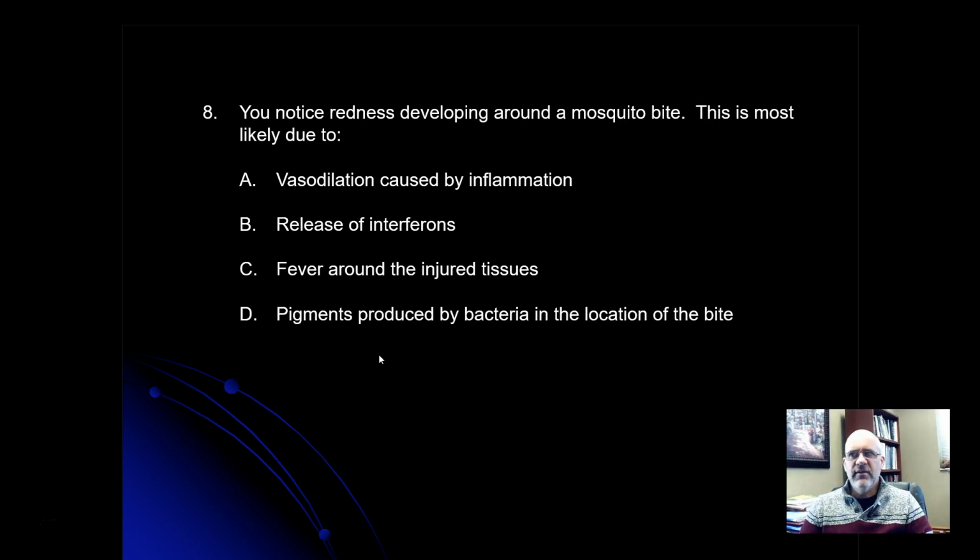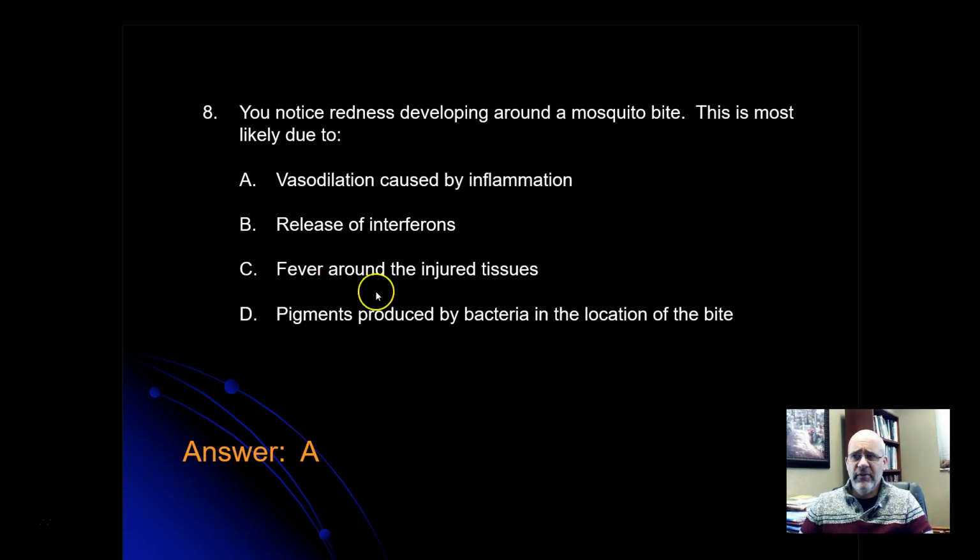Number 8, you notice redness developing around a mosquito bite. What is causing the redness? We talked about this in class. When you see redness, like on a mucous membrane in the back of your throat, for example, or on the skin if you have a lighter skin tone especially, that is caused by vasodilation. Inflammation causes local blood vessels to dilate. That's where that increased blood flow makes the mucous membrane lining or the skin take on a reddish appearance.